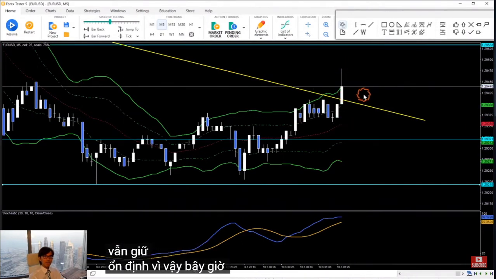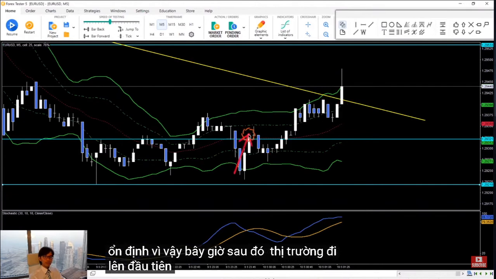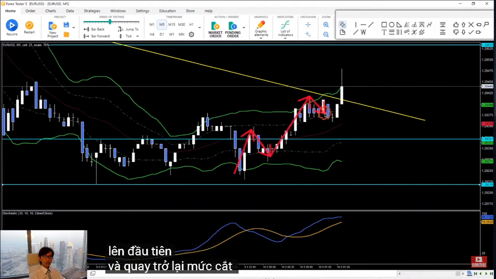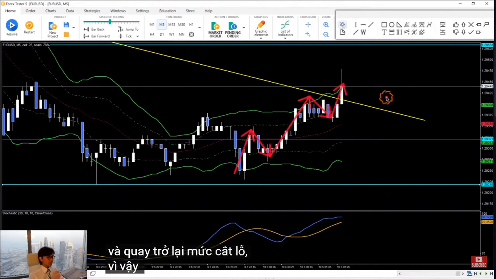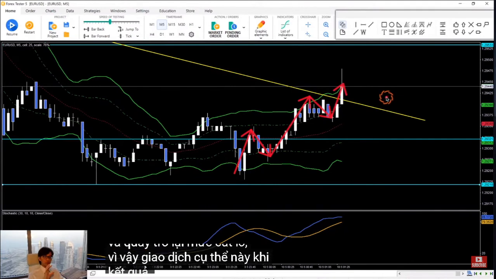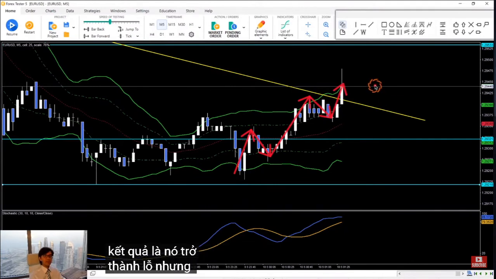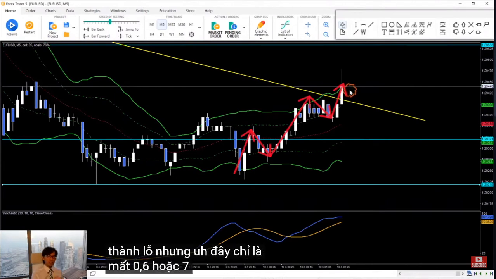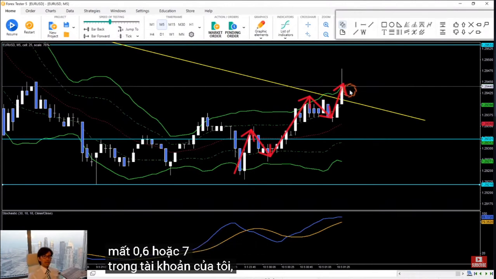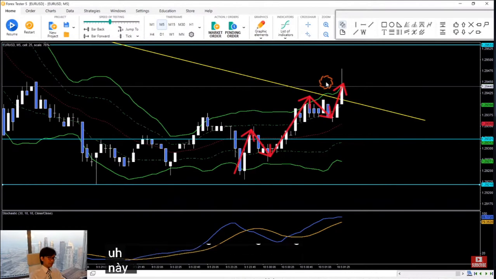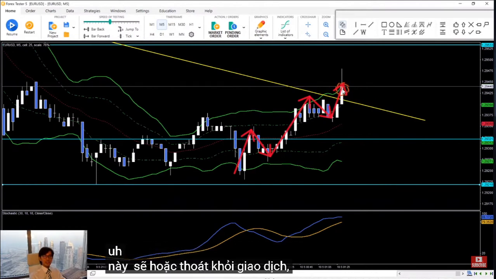Okay, so now afterwards, the market went upwards and went back to the stop loss. So this particular trade became a loss as a result. But this is only losing like 0.6 or 0.7% of my account. Unfortunately, it didn't go down, but this would be where I exit the trade.